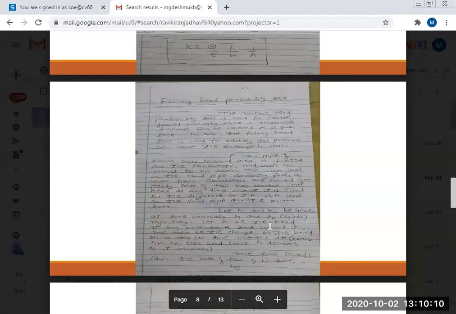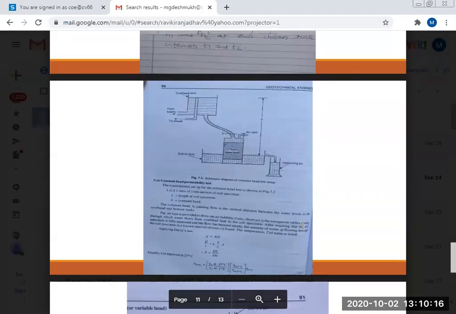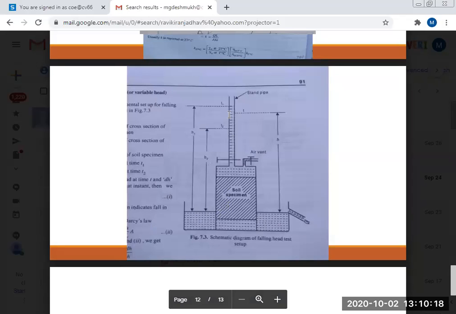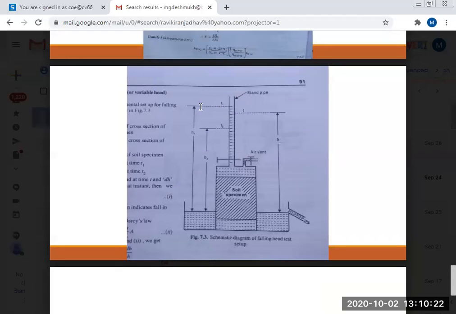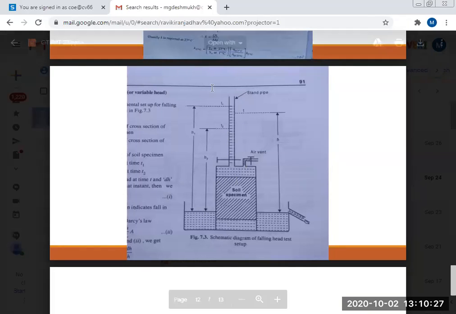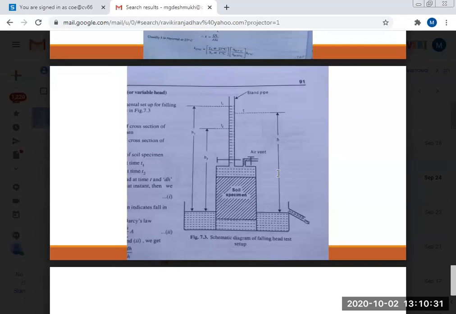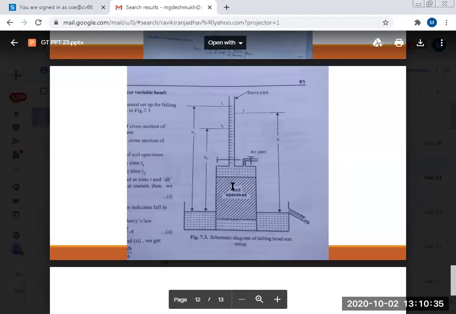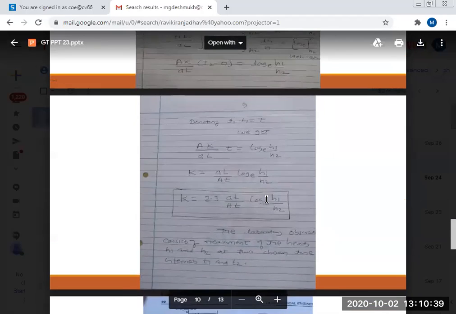Got it? Then falling head permeability test I did. That figure is here. Falling head permeability test. Here head is not constant. For initial time, what is the H1? For final time, what is the H2? That difference is H here. The difference of time is also T. This is the standing pipe whose area is small a. This is the soil specimen whose area is capital A.